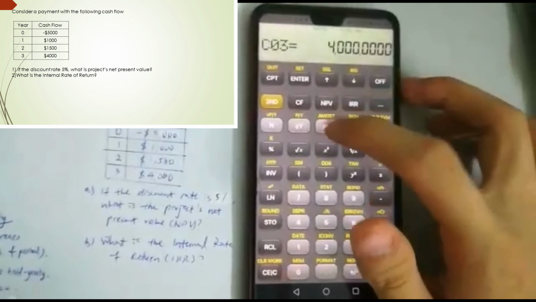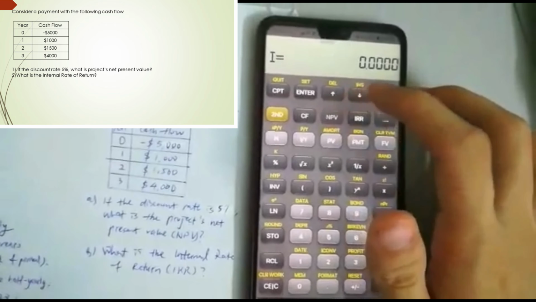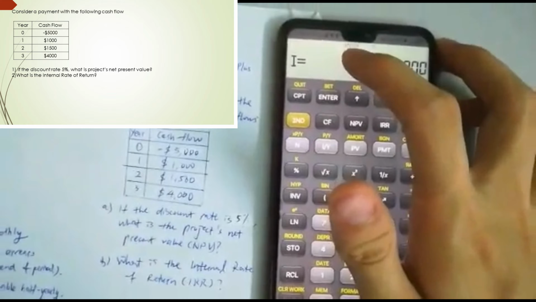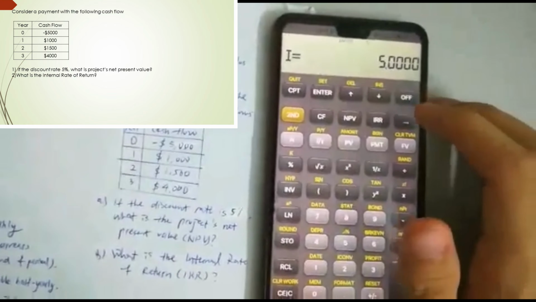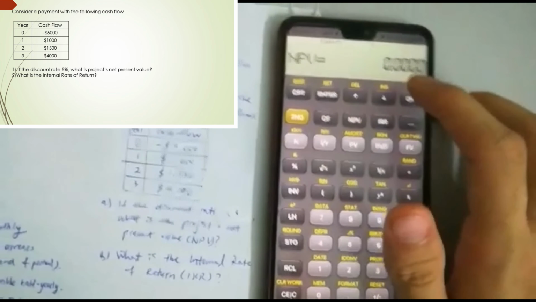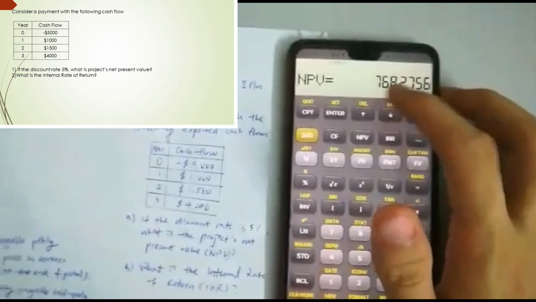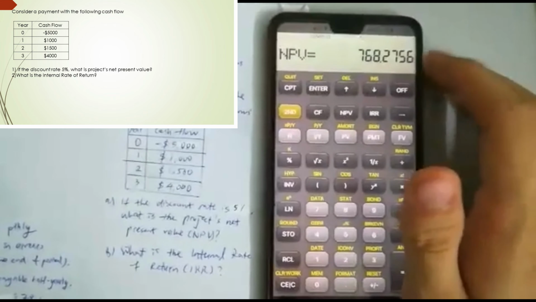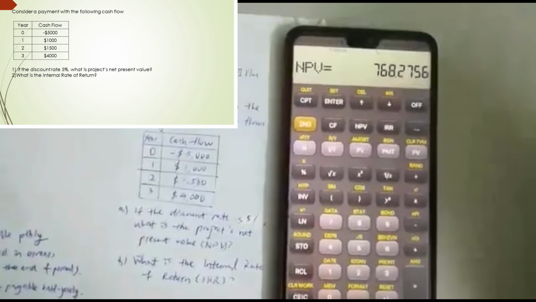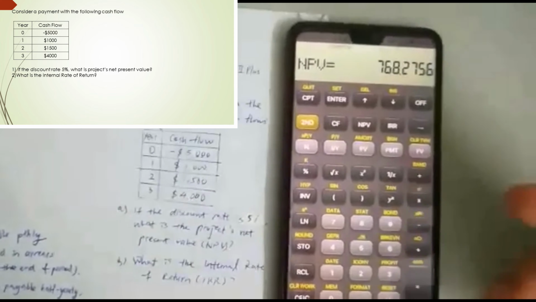Enter, and then we press NPV. I is equal to the discount rate, so it's 5%. So we press 5, enter. Then we press down. For NPV we press compute, which equals 2,682.2756. When it is greater than 0, it is positive, then we accept the project.